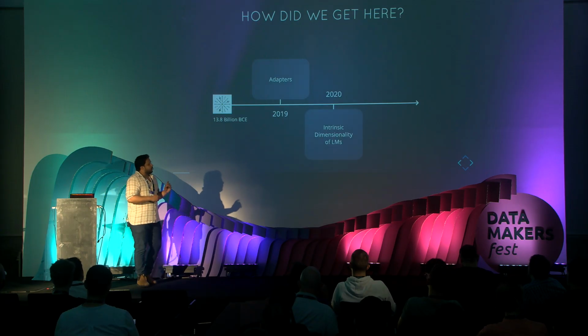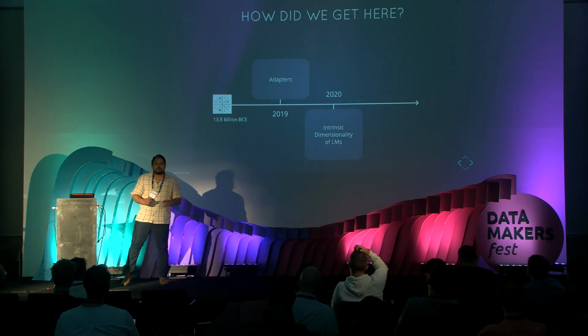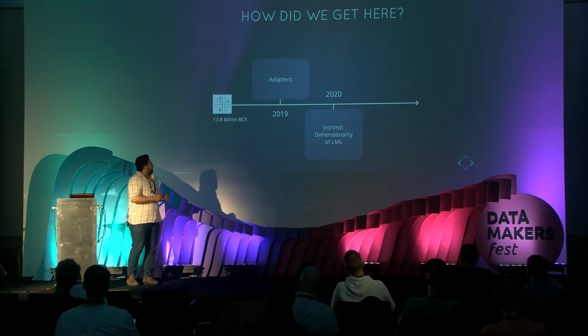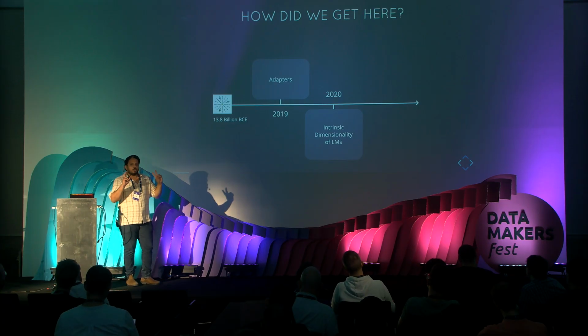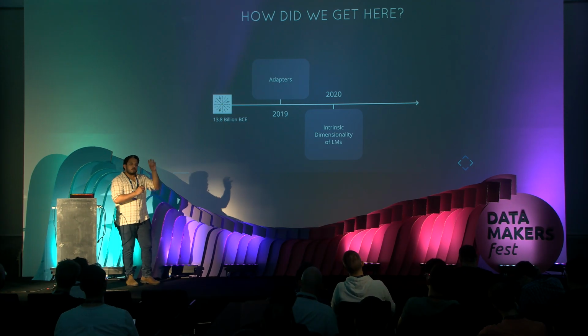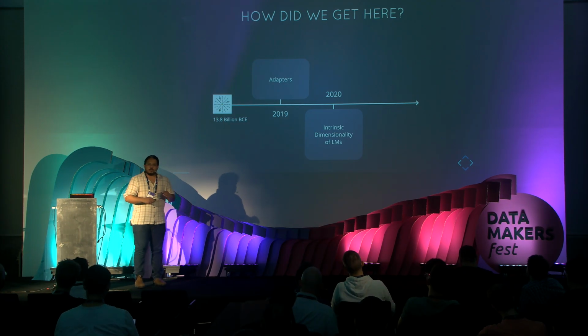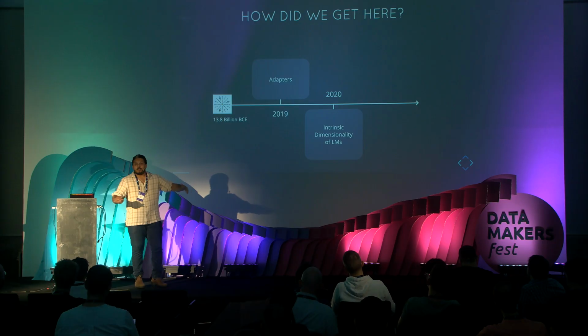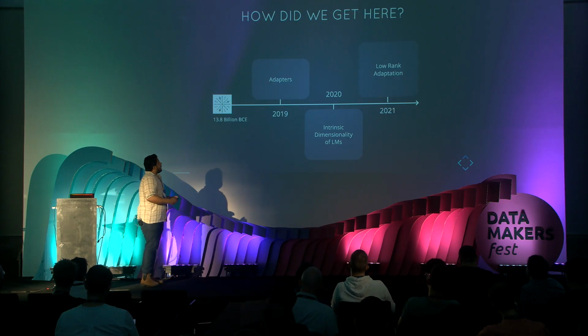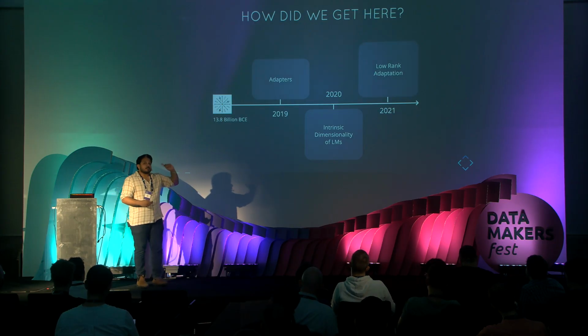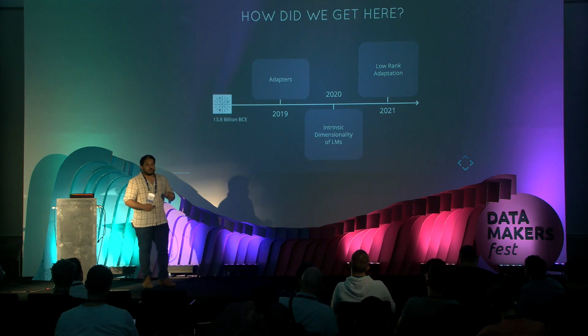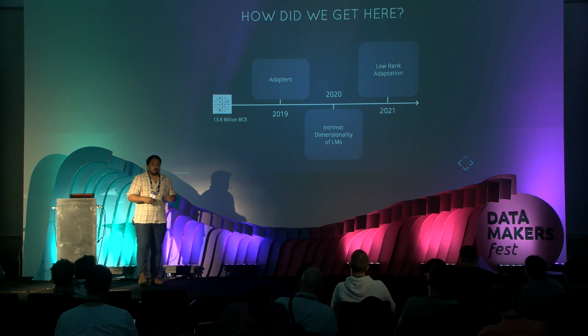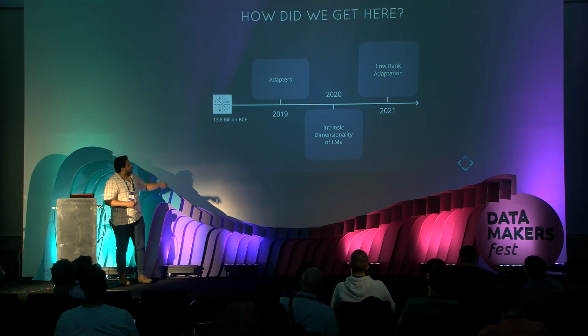And then in 2020, some people at Uber figured out that language models have a low intrinsic dimension. What that means is that only a small part of the model is actually effective. You're not using the whole model when you're training or fine-tuning. And then we arrive in 2021 at low rank adaptation. And it's 2024, but the technique is actually quite old at this point.